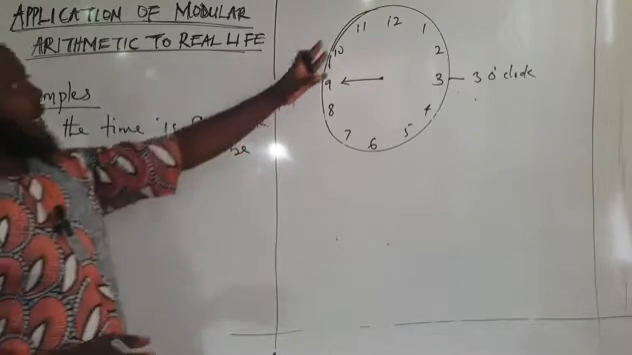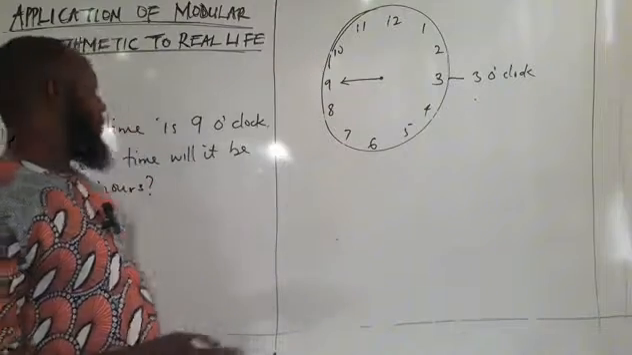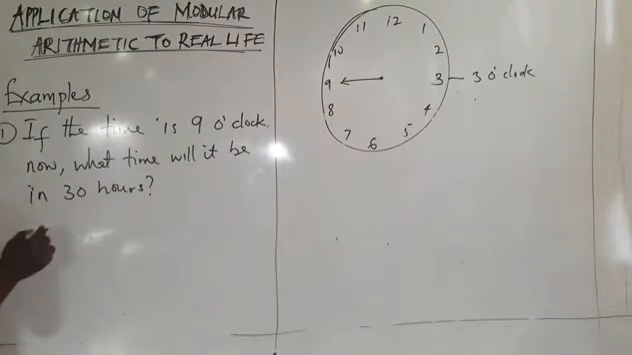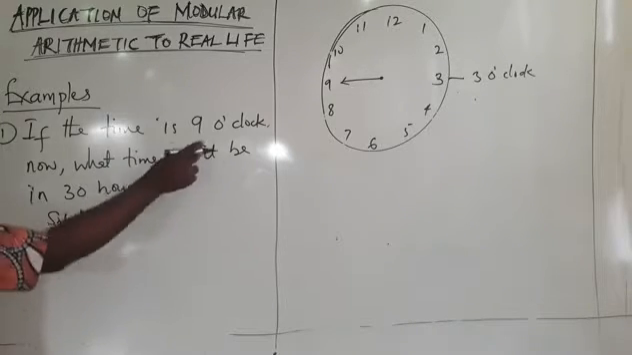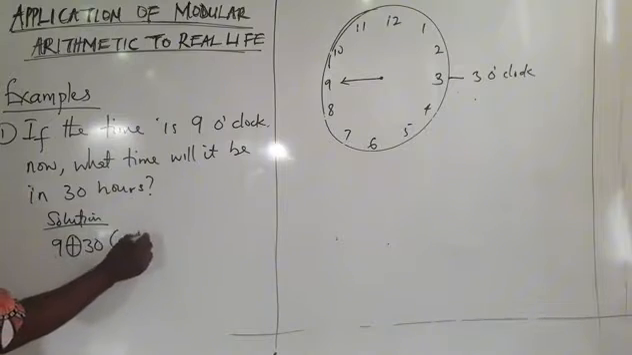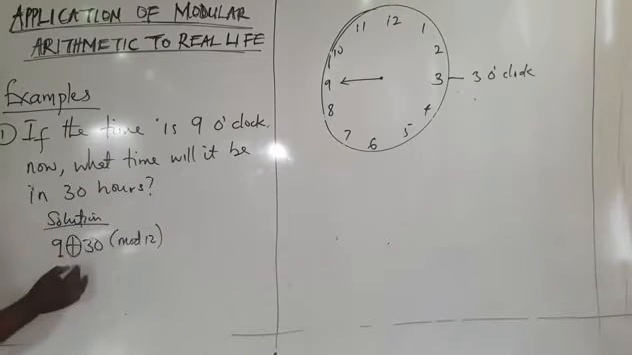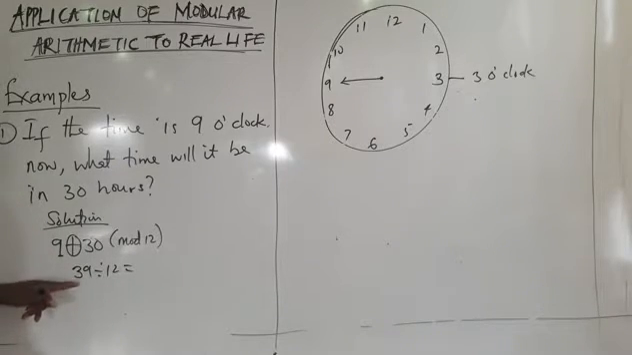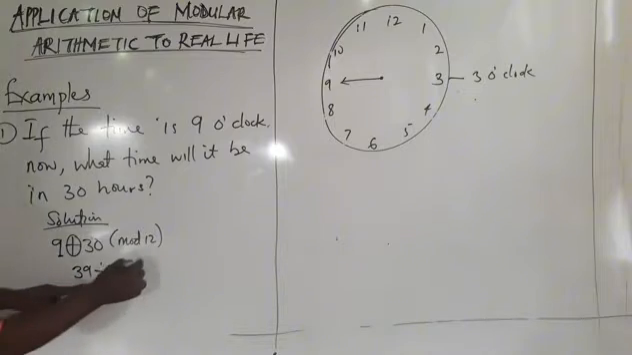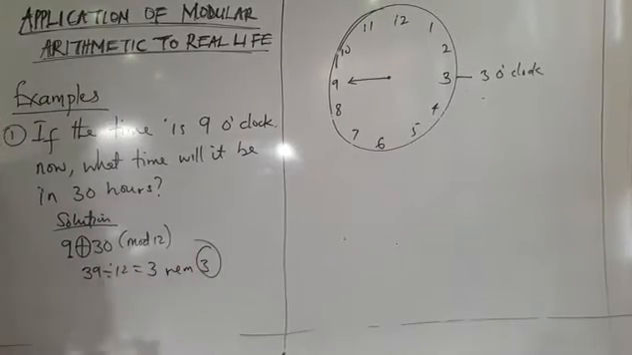Now, let's look at it with modular arithmetic. How many numbers do we have on the clock? We have 12 numbers, so we are working in modulo 12. Since the time is 9 o'clock now, the solution will be 9 plus 30 in mod 12. That's what this is saying: the time is 9 o'clock now, and in the next 30 hours, what will be the time? We add these together, which gives us 39. 39 divided by 12 is 3, that is 36, remainder 3. Don't forget that the remainder is always our answer.